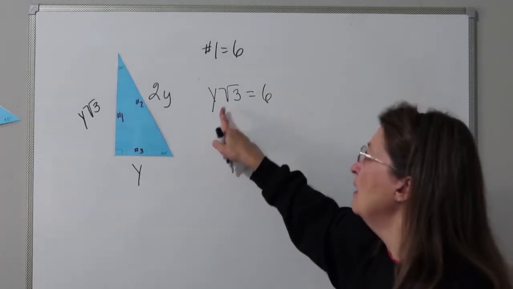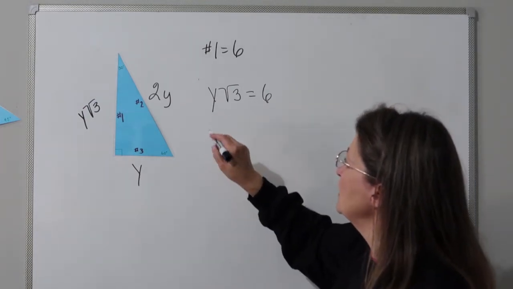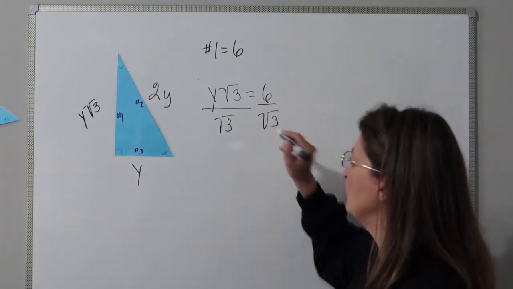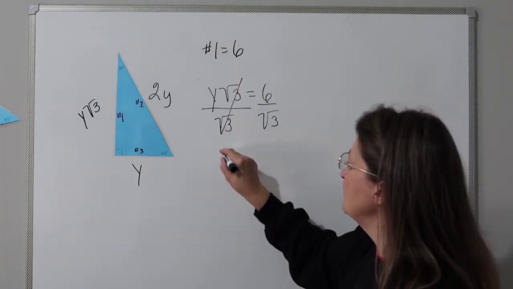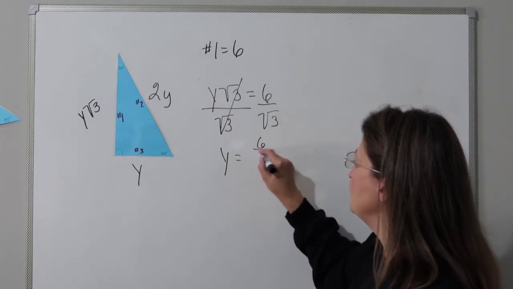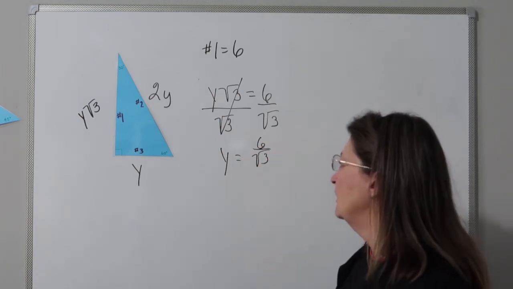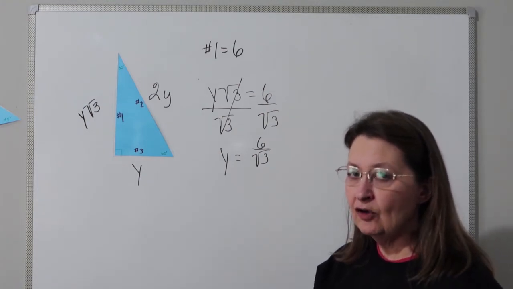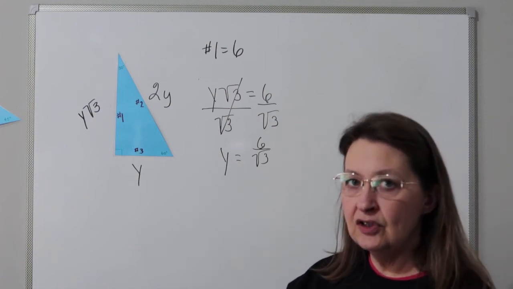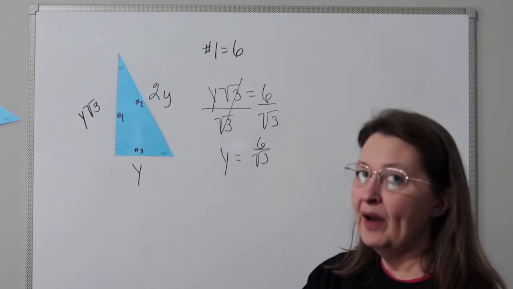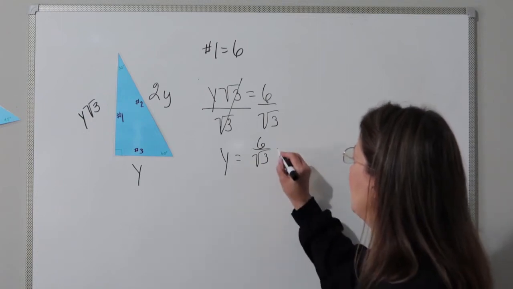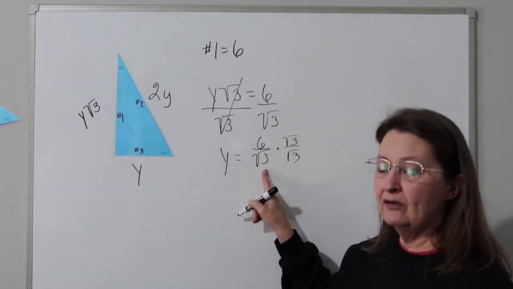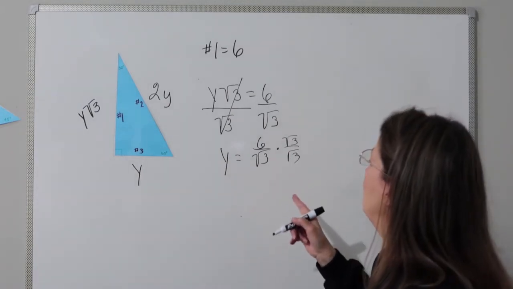What's attached to the y? The square root of 3. It's been attached by multiplication, so I'm going to divide both sides by square root of 3. These cancel out, so now I have y is equal to 6 over square root of 3. Once again up for debate, do you need to rationalize that denominator or not? That will be indicated to you in either your directions or by your teacher, so check that. If you have to rationalize it, multiply top and bottom by the denominator.